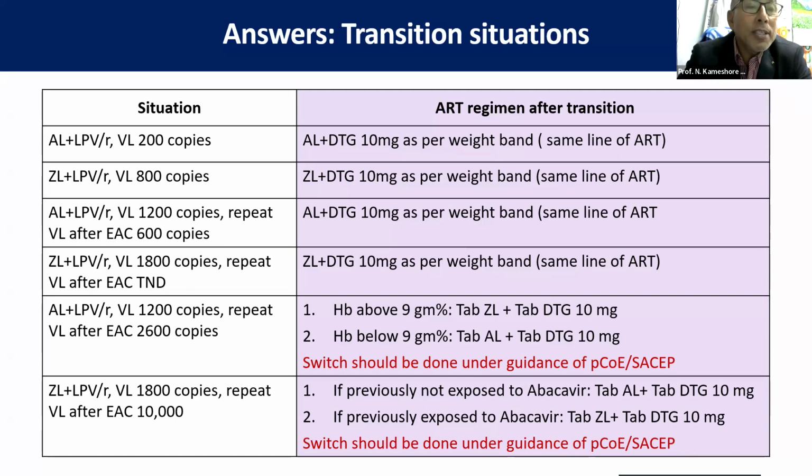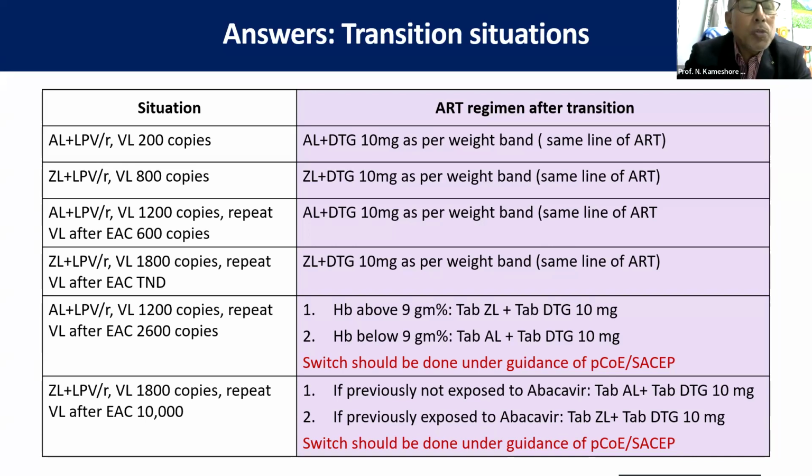In the last scenario, on ZL and lopinavir, ritonavir, viral load is 1,800 copies per ml. So we have to repeat viral load after EAC of 3 months. Then here also the viral load is more than before, 10,000 copies per ml. So we have to switch ZL, and let us see what to be done.